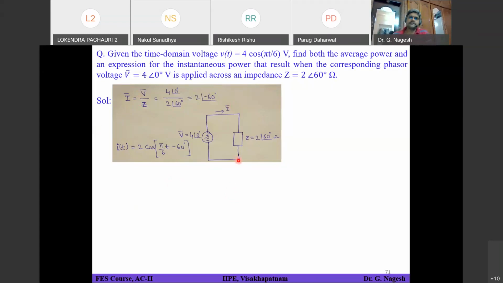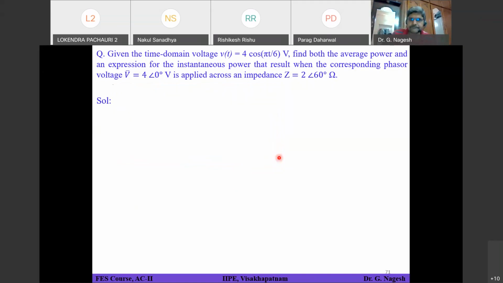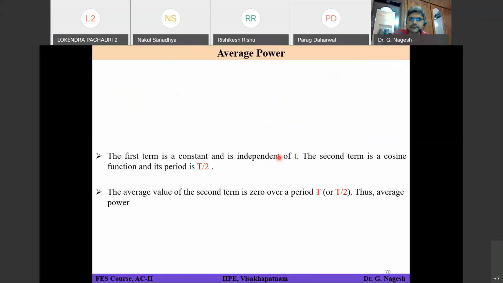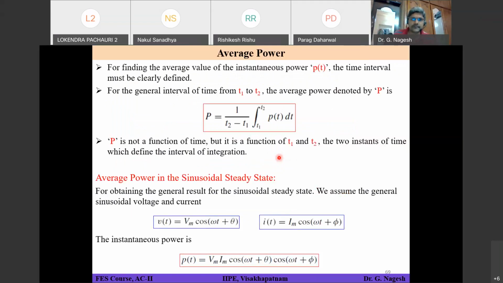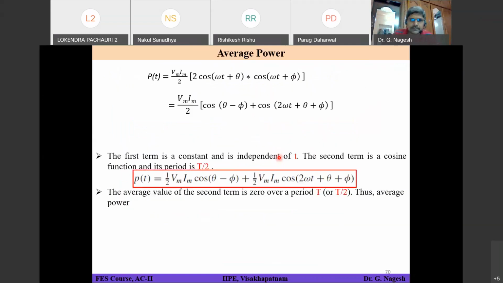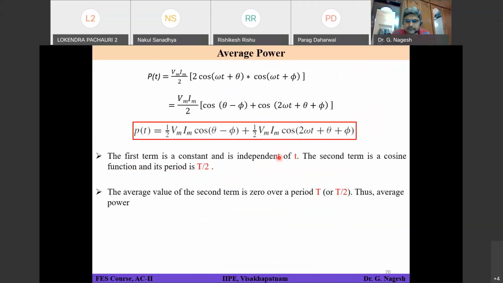Others can leave. If you're interested, you can stay. Otherwise, you can leave. So what is your doubt? Sir, previous slide, sir. Last one? This one? Before this? Yes, sir. Sorry, sir. Average power. Next slide, sir. Next slide you want? Yes, sir. This slide? Yes, sir.